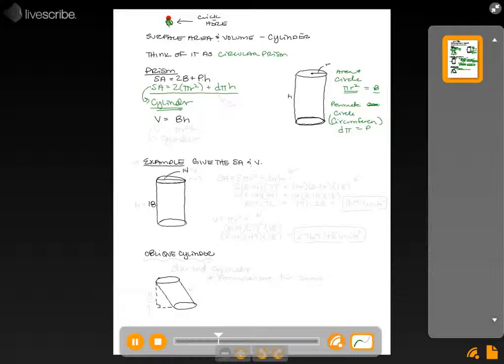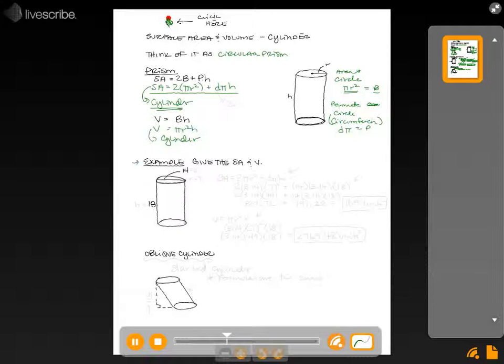Volume of a prism was V equals BH. Well, we said the base is a circle, so pi r squared h. And there's our volume for a cylinder. Again, we've made it more specific. Now all we need to know is the radius and the height. We've taken out some of the variables that we may or may not need to know with big B. So we're going to do an example.